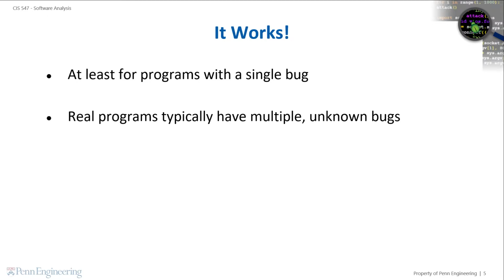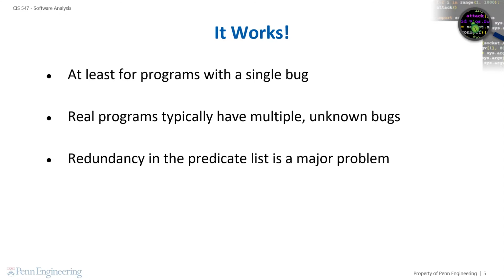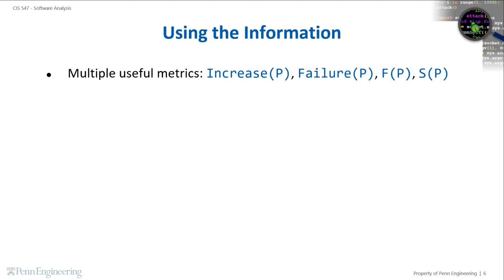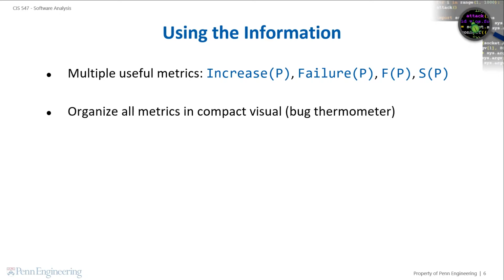But real-world programs tend to have more than one bug, and moreover, the effects of these bugs may be interrelated. In such cases, the algorithm we just saw outputs lots of redundant predicates with high increase values, which is a major problem as it fails to focus the debugging effort. To solve this problem of redundancy, we need to come up with a useful way of organizing the information we have collected. One way this can be done is by arranging the metrics into a thermometer.